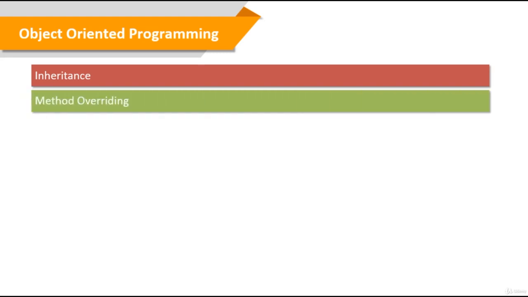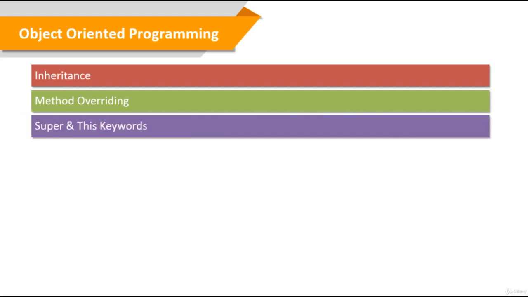In this section, we will learn object-oriented programming and its implementations. First, we will learn fundamental subjects of object-oriented programming, inheritance. Then we will learn method overriding. Then we will learn how to use super and this as keywords.